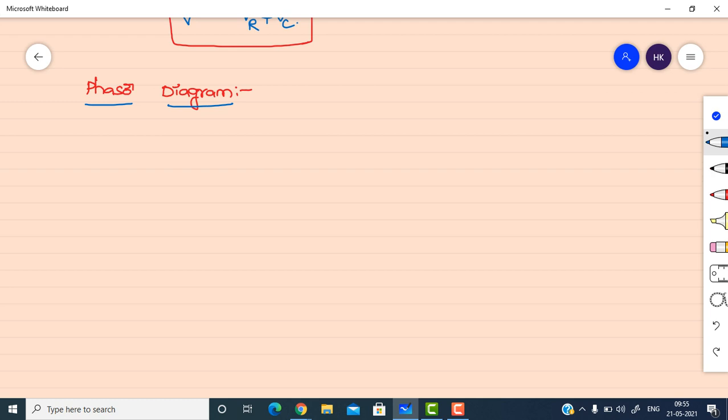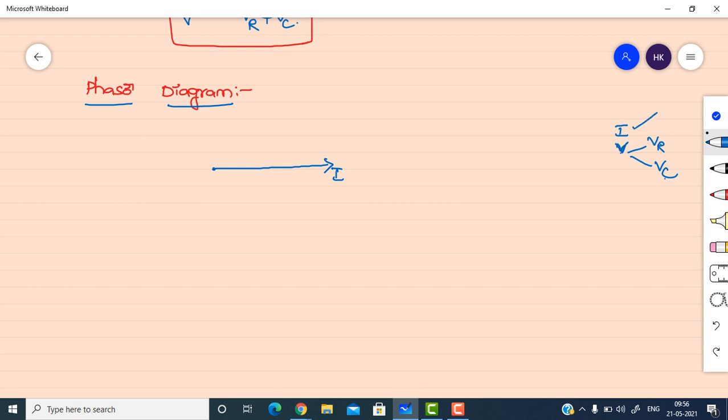First, what are the phasors we have? Note it down. We have current in the circuit and total voltage in the circuit, and this total voltage is the phasor sum of VR and VC. So we have four phasors, 1, 2, 3, 4. In your phasor diagram, all these four phasors we have to represent. So first take current as a reference phasor. This is the current phasor. This one is over.